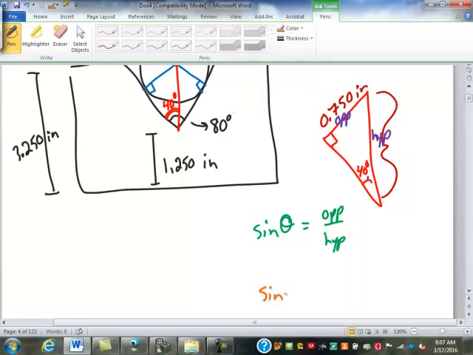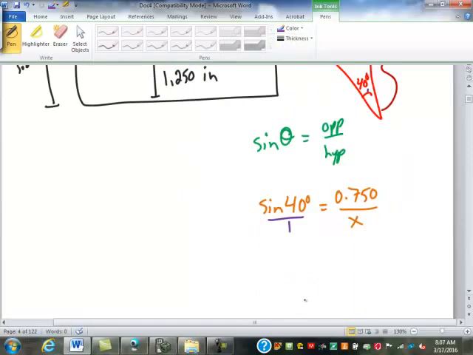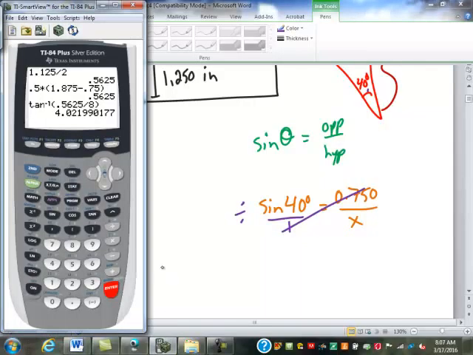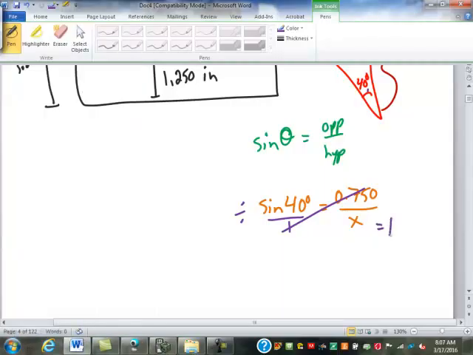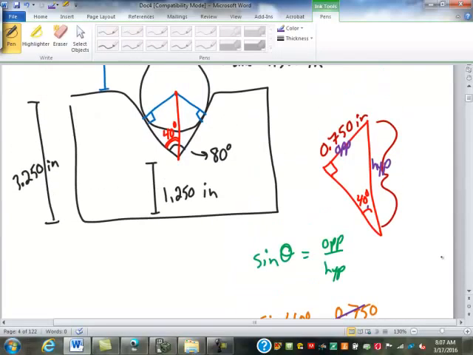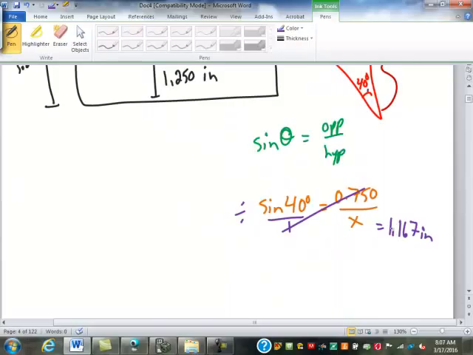So we're going to plug in, we know our angle is 40 degrees. Our opposite side is 0.750. We are looking for the hypotenuse. So now we do have to cross multiply and divide. 1 times 0.750 divided by sine of 40. 1.167 inches. Everybody follow that calculation?